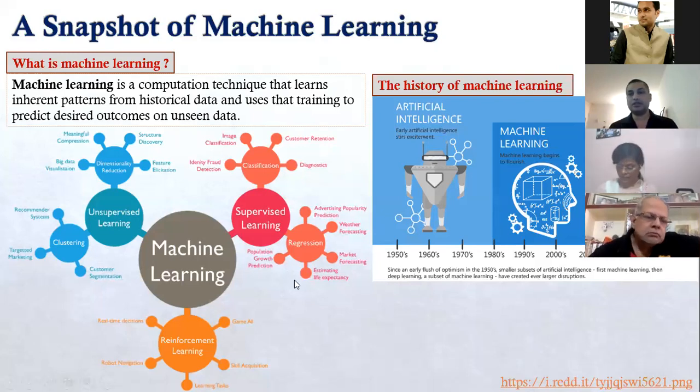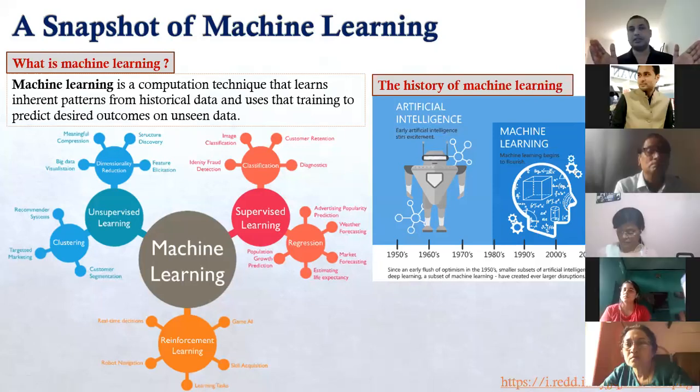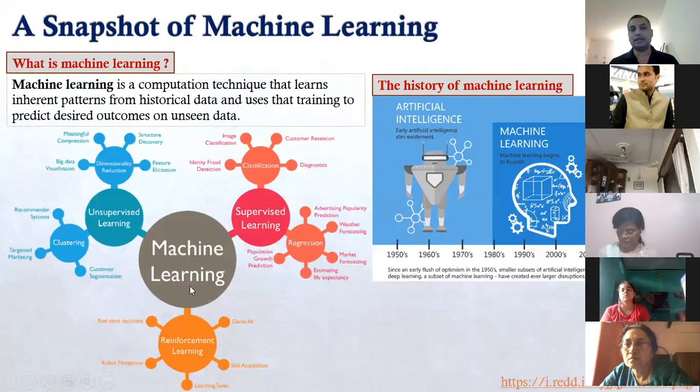Since this topic is not about too much detail on artificial intelligence and machine learning, I will just briefly talk about the important branches. You can see machine learning has 3 major branches here: supervised learning, unsupervised learning, and reinforcement learning.